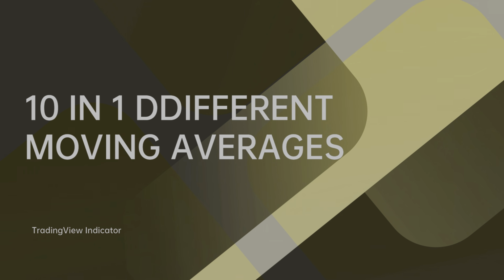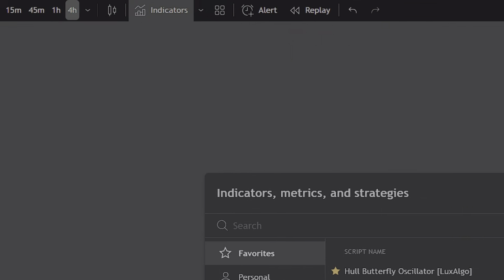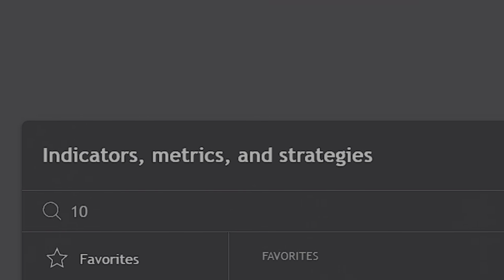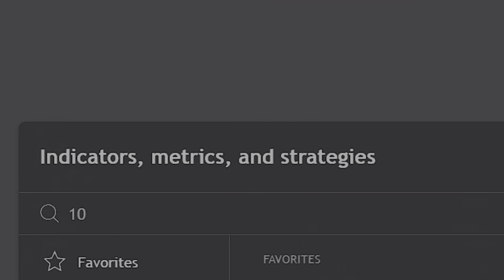Think of these as your trend sniper. Their only job is to tell you if the market is in a powerful uptrend or a clear downtrend. I use the 10 and 1 different moving averages indicator to keep the chart clean, but you can add two separate simple moving averages.